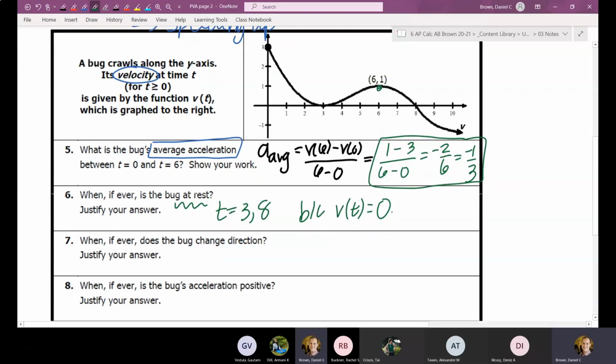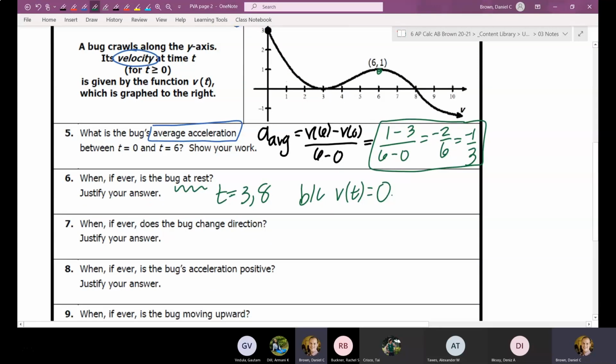Let's look at 7. When, if ever, does the bug change direction? So again, I like doing my justifications first. If we're talking about changing directions, are we going to be most concerned about the position, the velocity, or the acceleration? What tells us about the direction we're moving in? Again, not position. This just tells you where you're at. Velocity. So which one's actually talking about movement would be the velocity.